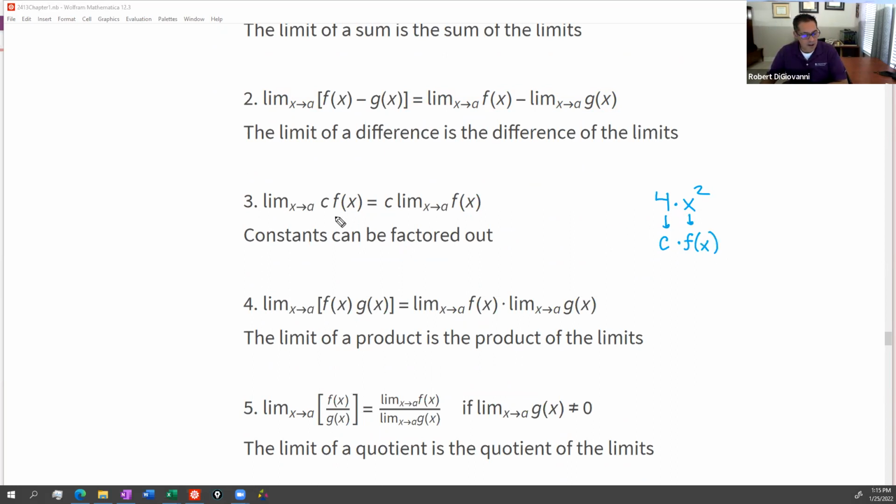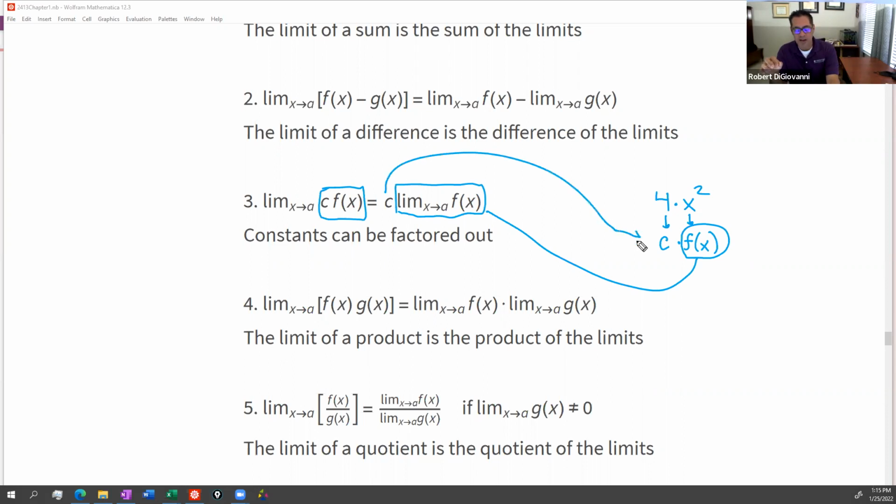The limit law says that if you're interested in knowing what this does as x approaches a, what you can do is focus all of your attention on this piece. Focus your attention on that x squared. Tell me what that does. And then whatever that does, just multiply that answer by 4.